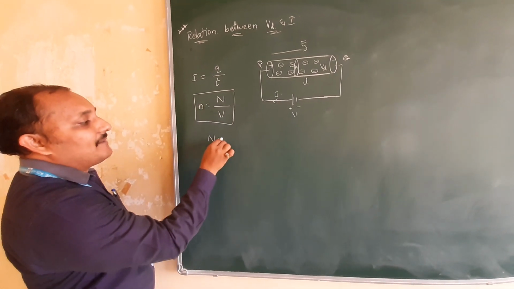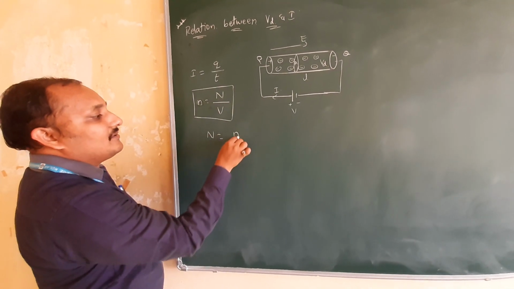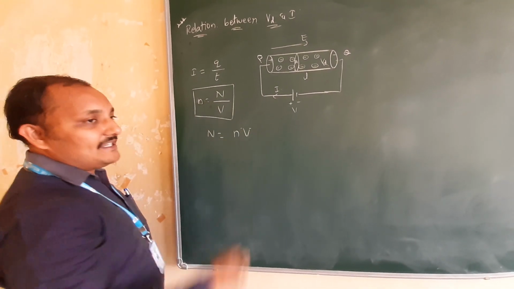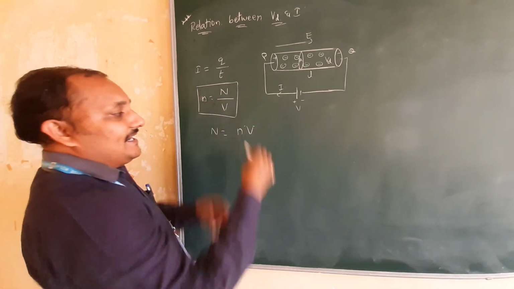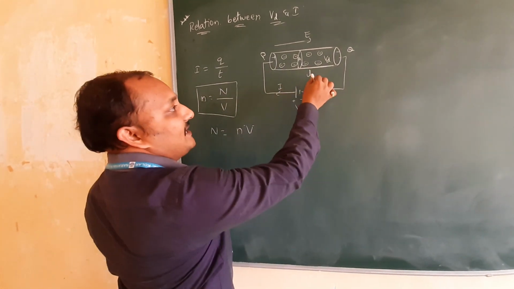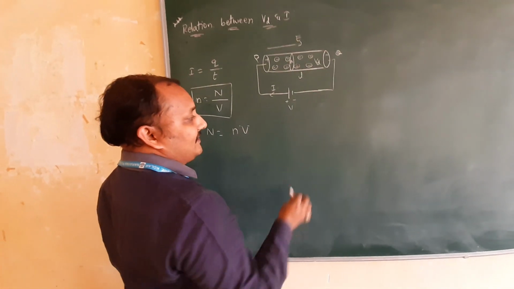Total number of charges, capital N, is equal to n into V. This V is nothing but the volume of that conductor. What is the volume of this conductor? Area into length, isn't it?